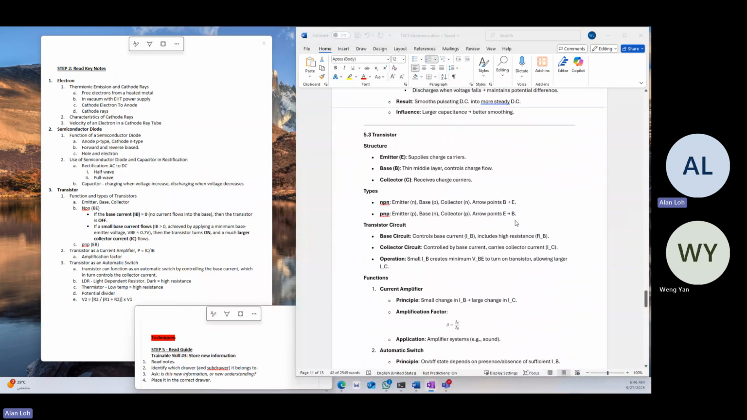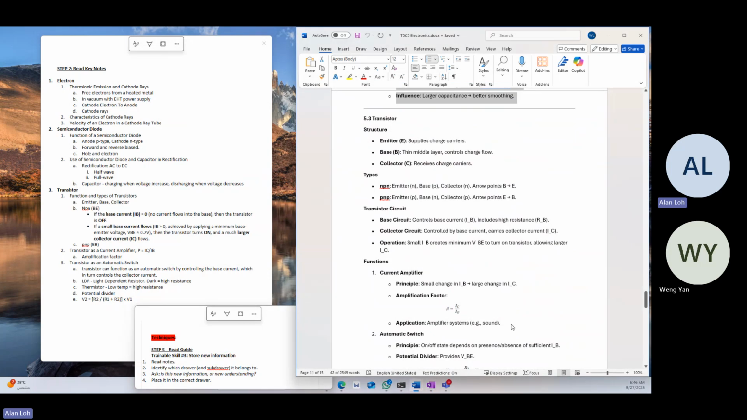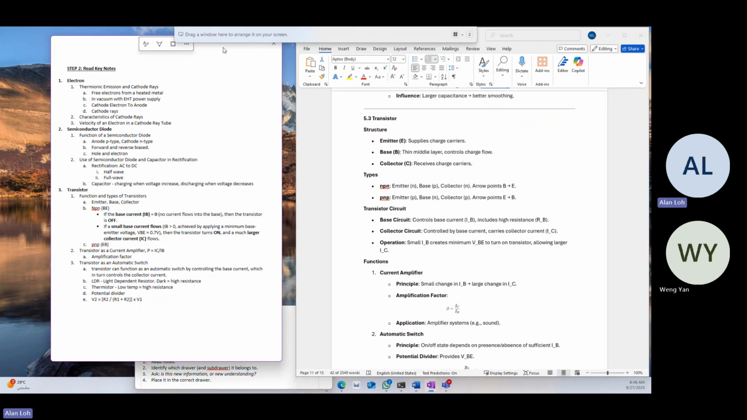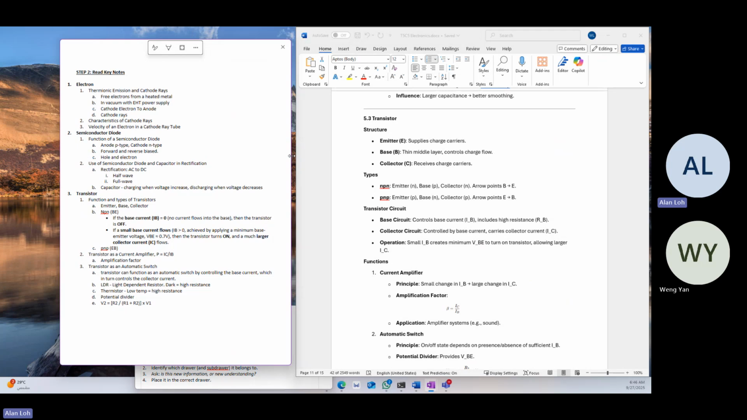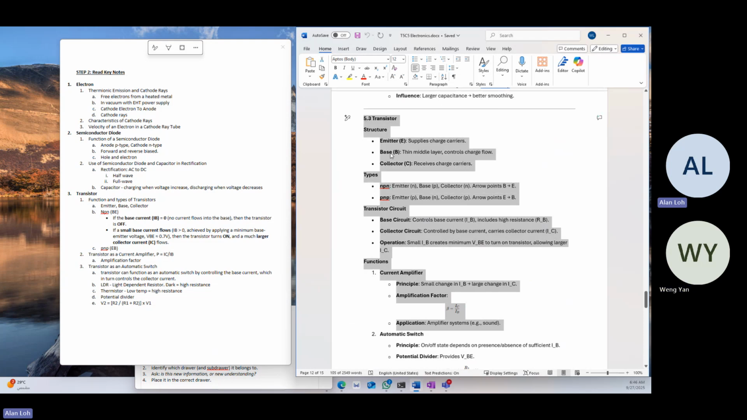Right. So let's go to draw number 3. One thing is when I read this, I'll tend to relate it to our keynotes, the drawings, and the drawer also. So I'm actually reading three things at the same time: that step number 5, step number 2, and also our picture.